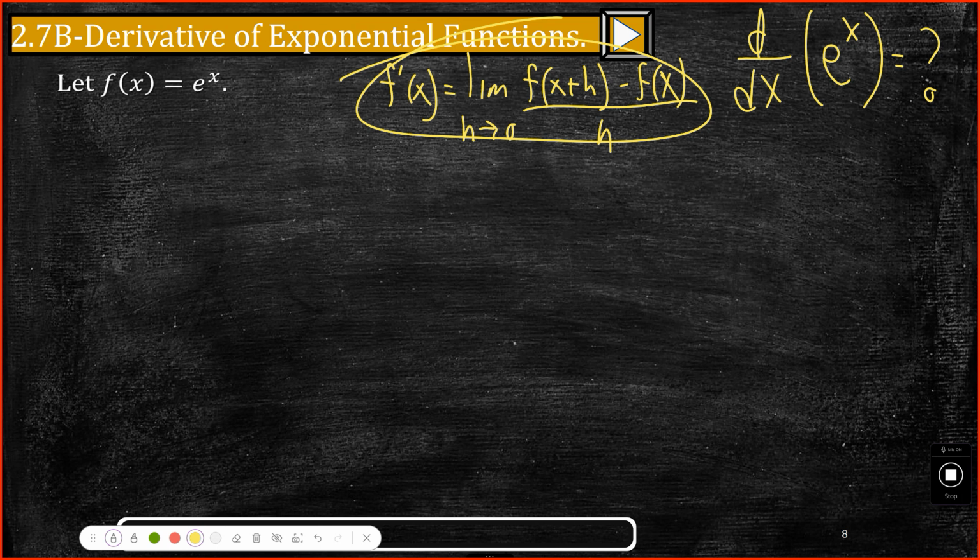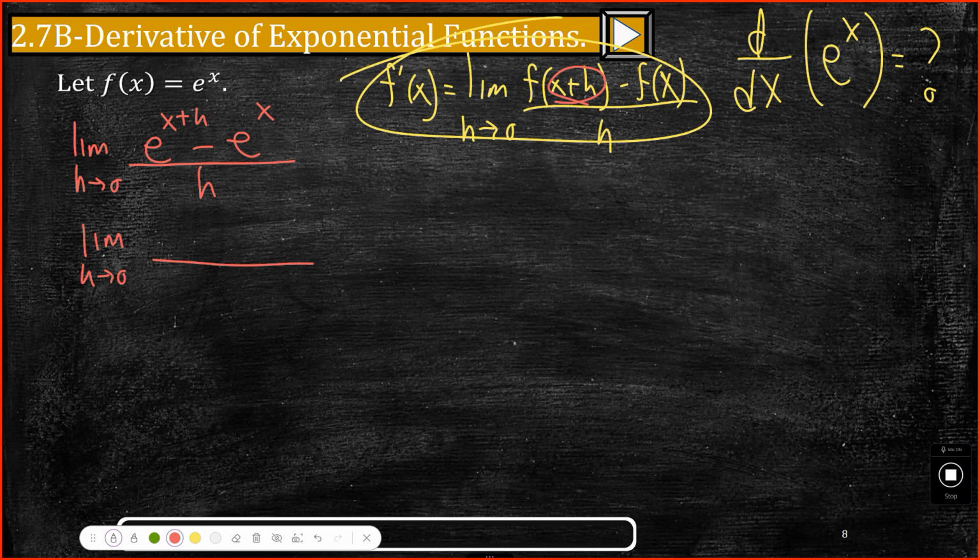So the limit as h approaches 0 of f of x plus h. For this x, we're going to plug in x plus h. So this is going to be e to the x plus h, and then we're going to subtract f of x, where f of x is e to the x, over h. All right, so we're there.